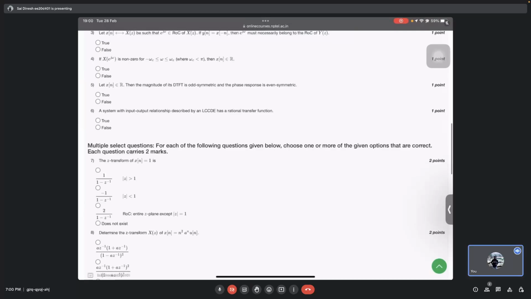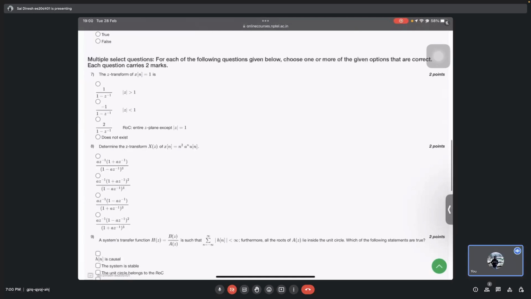Seventh question says that if x of n is equal to 1, what is the z transform of x of n equal to 1? So just apply the z transform formula. X of z is equal to sigma x of n z power minus n, we get summation from n equal to minus infinity to infinity z power minus n. Just need to solve the geometric progression to get the output for that.